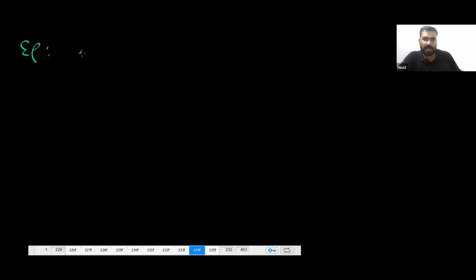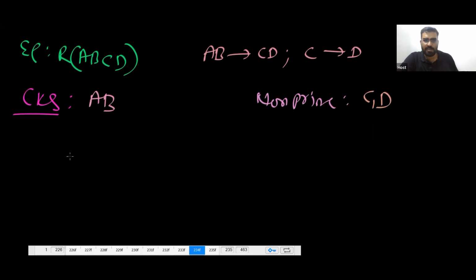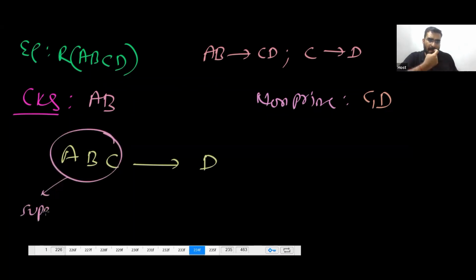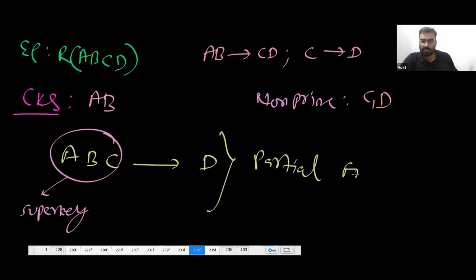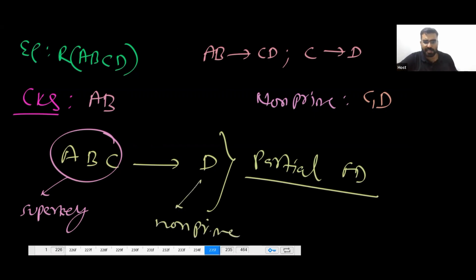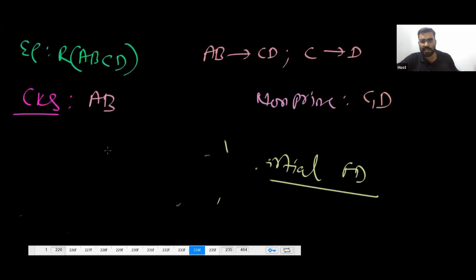Consider this example: A, B, C, D. Now you can notice that this is a super key. A, B, C determining D. This is a super key. And this is a partial dependency. Can you notice this is a partial dependency? And this is non-prime. So tell me, is this relation in 2NF?